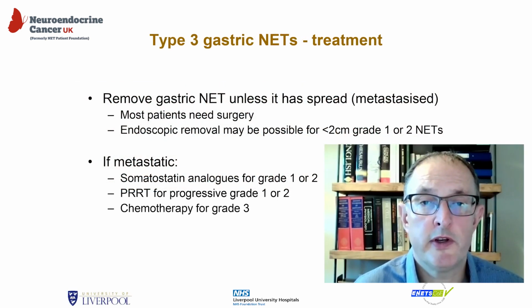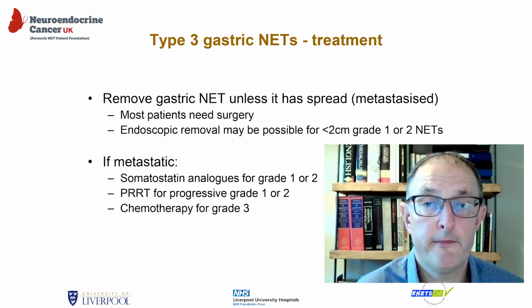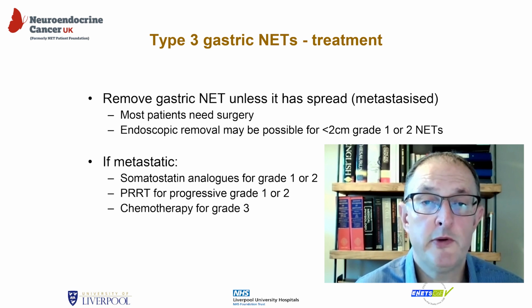So what's the treatment of gastric neuroendocrine tumours type 3? Well, if the tumour hasn't metastasized, and the patient will need some scans to confirm that, the main treatment is to remove it. Most patients need surgery, and that's certainly been the recommended treatment historically. Nowadays, if you have a small tumour and low grade, it may be possible to remove it through the endoscope and avoid major surgery. Unfortunately, some of the patients who have type 3 gastric NETs, the tumour will have metastasized by the time it is found.